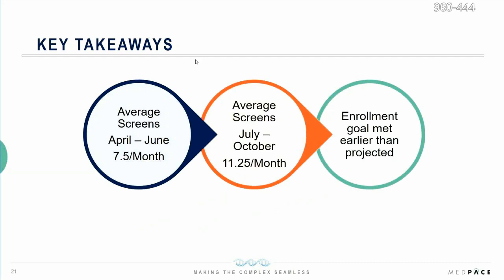And as you can see from our key takeaway slide, the average screens at the beginning of the study from April to June was 7.5 screens a month. Once we started our site engagement program, the average screens from July to October were 11.25 a month. This enabled the study to meet its enrollment target earlier than projected, and that's what we want to do.